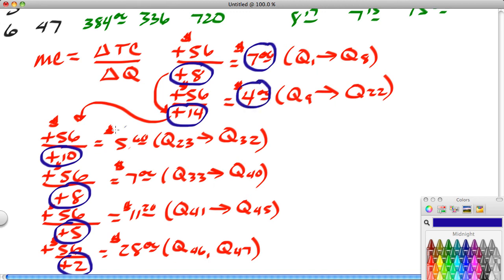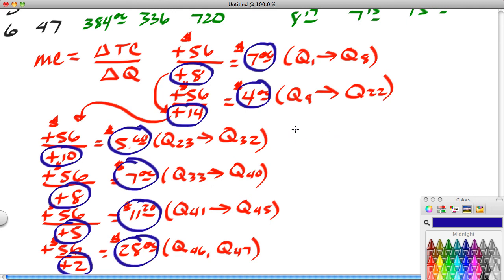But look at this. When marginal productivity begins to drop, when it's with the third worker, we hit a peak of 14. Then on the third worker, our marginal productivity drops to 10. Then fourth worker, 8. Fifth worker, 5. Sixth worker, 2. Look what our marginal cost does. It jumps from 4 to 5.60 to 7 to 11.20 to 28. Very, very interesting.